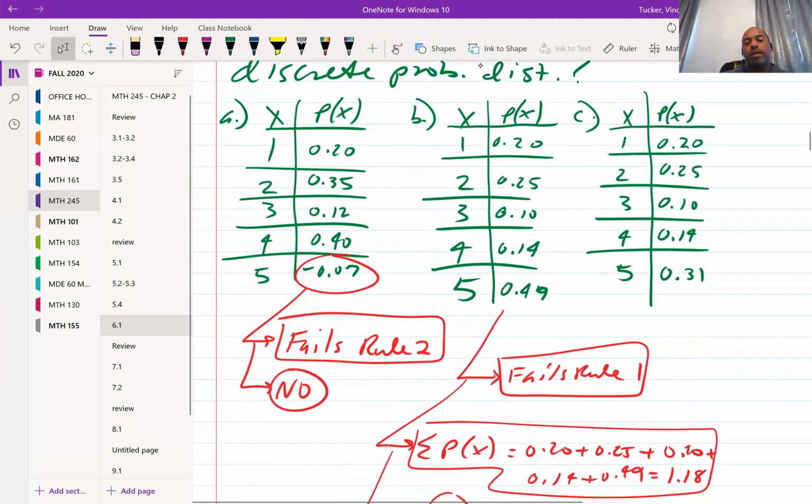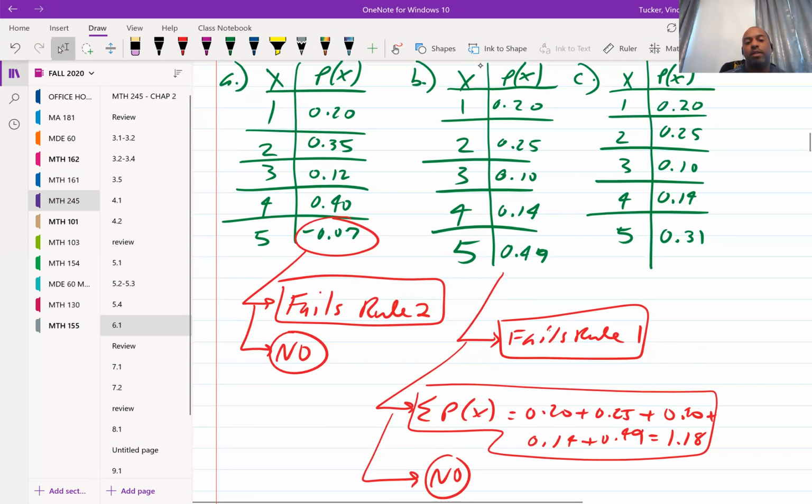All right. Then B does not work for us because it fails rule 1. When you add up your probabilities together, it gives us 1.18. Remember, it has to equal 1. Can't be less, can't be more. Any problems before we look at C?